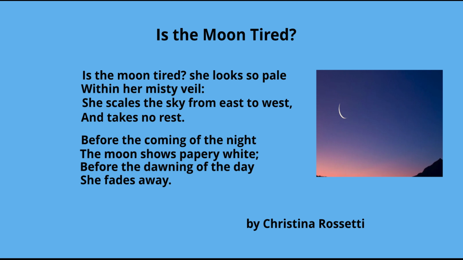Is the moon tired? She looks so pale within her misty veil. Veil is nothing but covering. She scales the sky from east to west. Scales means moves across. So she moves across the sky from east to west and takes no rest. Before the coming of the night, the moon shows papery white. Before the dawning of the day. So, what is dawning? Dawning means beginning. So, before the beginning of the day, she fades away. This poem is written by Christina Rossetti.